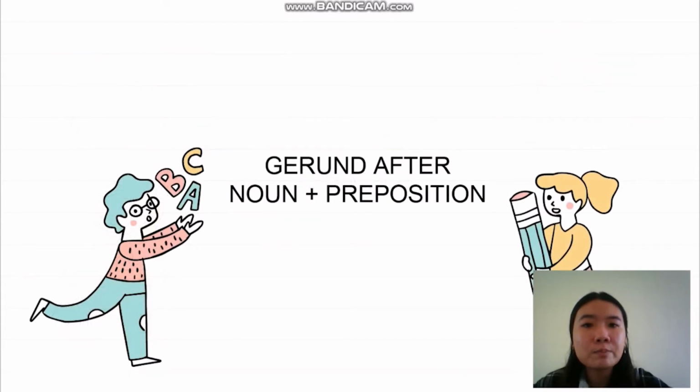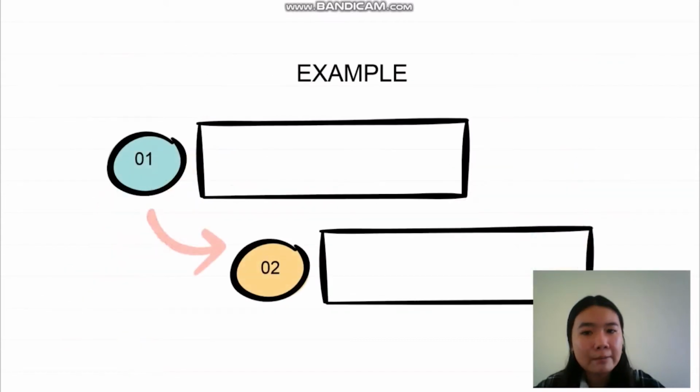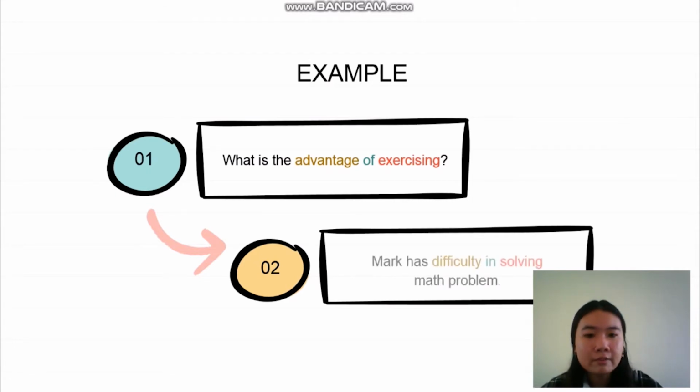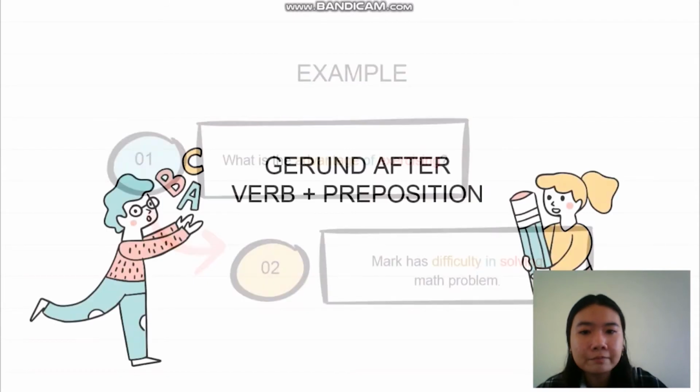Gerund after noun plus preposition. The first example: what is the advantage of exercising? Advantage here is a noun, of is the preposition, exercising is the gerund. And the second one, Mark has difficulty in solving math problems. Difficulty is the noun, in is the preposition, solving is the gerund.